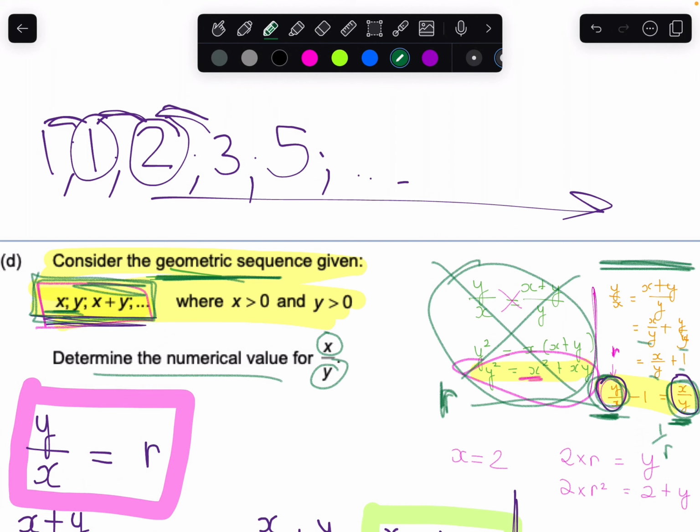And that would allow us to solve an equation. So essentially, no matter what your x and y are, as long as the ratio between them is the golden ratio, then this is what the relationship between the first, second, and third term will be. The third term will be the sum of the first two terms, which is an interesting thing to arrive at.